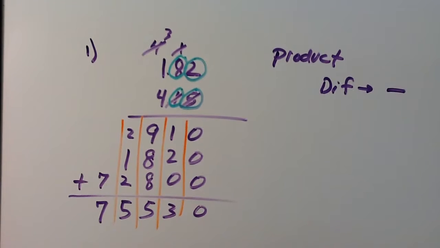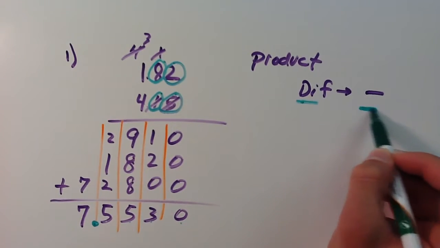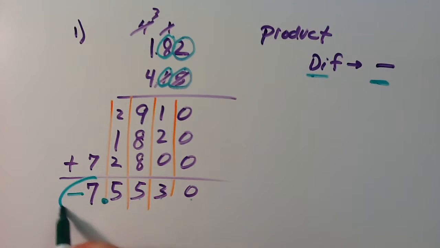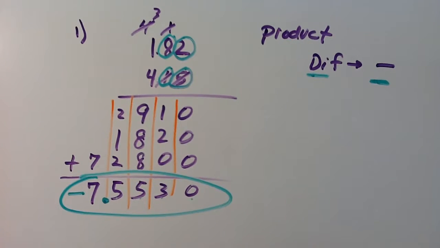And so in order to have 4 digits after the decimal, that would need to go right here, right between the 7 and the 5. That way there would be 1, 2, 3, 4 digits after the decimal. Okay, now remember, we said our answer would have what kind of sign? Because they have different signs, our answer would be negative. And so our answer is going to be negative 7.553, or 7.5530.